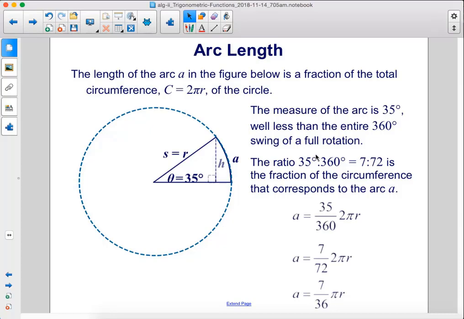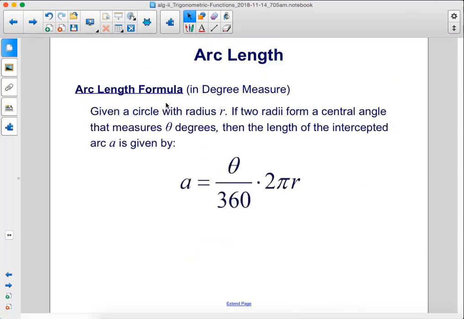The ratio 35 degrees to 360 degrees, which equals 7 to 72, is the fraction of the circumference that corresponds to the arc A. So A equals 35 over 360 times 2 pi r. 35 over 360 simplifies to 7 over 72, so A equals 7 over 36 pi r once you simplify further.